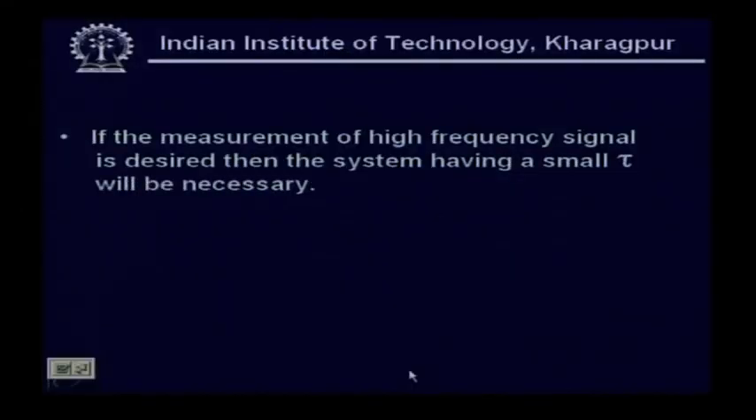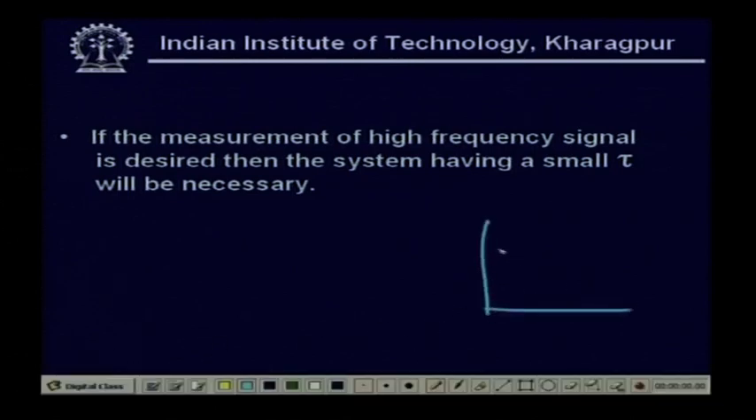Now, if the measurement of a high frequency signal is desired, then a system having a small tau will be necessary. Quite obvious, because we have seen again that the response falls down. So, if I want to take the response at a higher frequency, I must use a small value of tau, so that omega tau will not be large, and I can accommodate my frequency in this region, right.